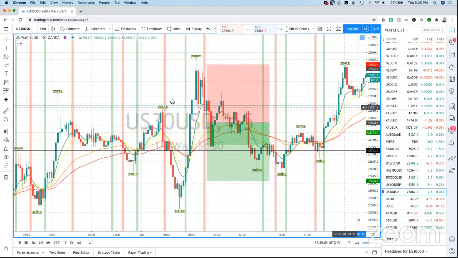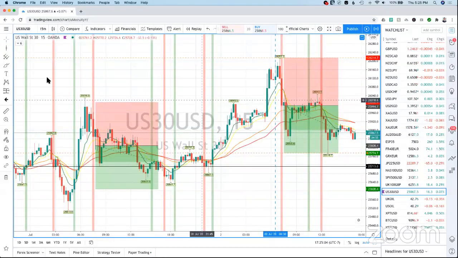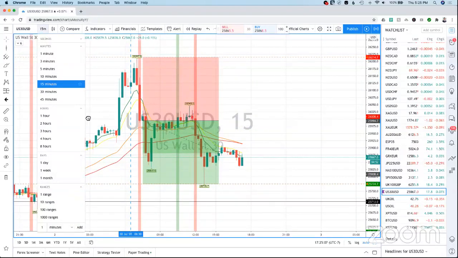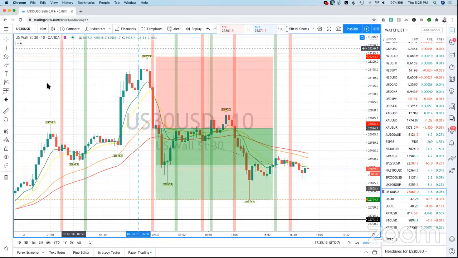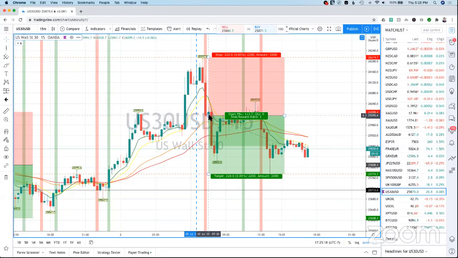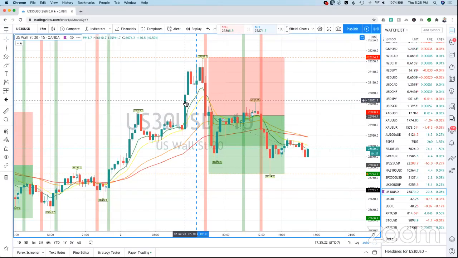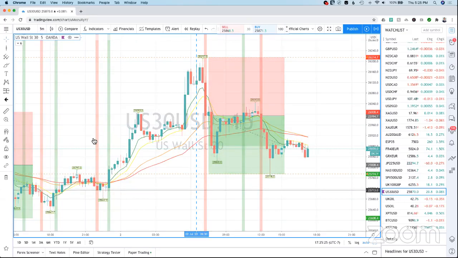But let's look at, so yeah, the 10-minute, we entered right over here. That's pretty much the one that we took for today. And for the 15-minute, it looks like it would have had the same exact entry. So just depending on your preference, if you want to take high risk trades, you can go on the 5-minute, but you might get stuck in some riskier trades.